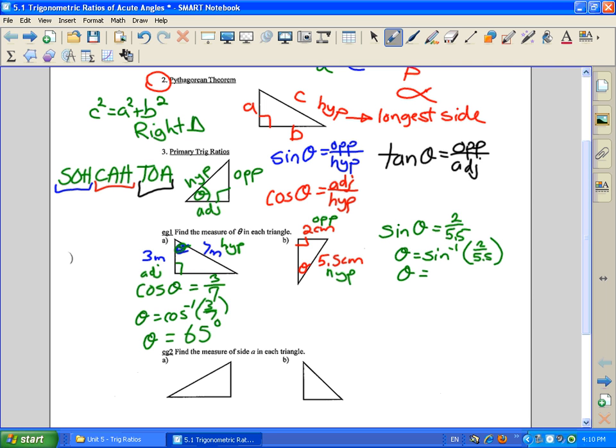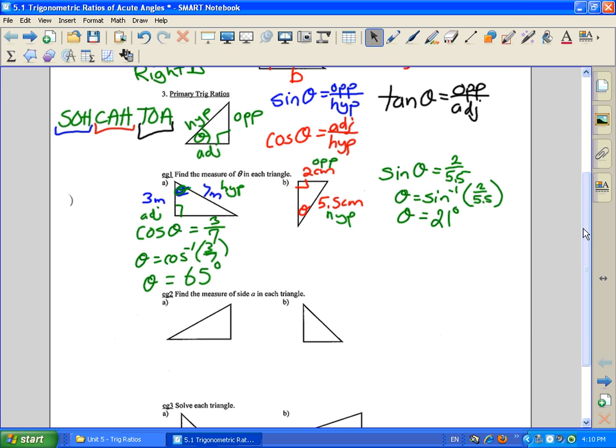Plug it in your calculator, ladies and gentlemen. You should get 21 degrees. All right. Okay. Find the measure of each side length.